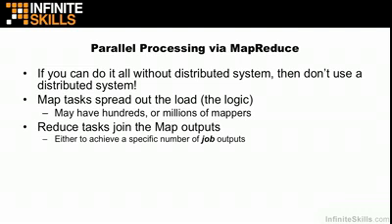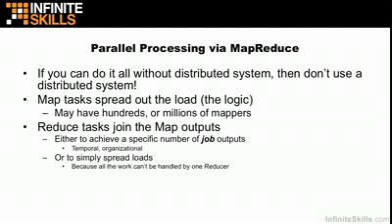This is an aggregation function, which basically makes it look like our entire processing system possibly only ran on a handful of machines. We use reducers to either achieve a specific number of job outputs, such as temporal, like day of week, month of year, or organizational, such as salesperson, sales region, division, and so on. Or we simply want to spread the loads, because the work can't all be handled by a single reducer.